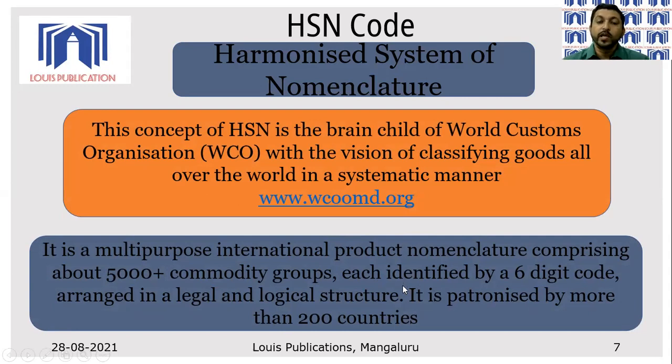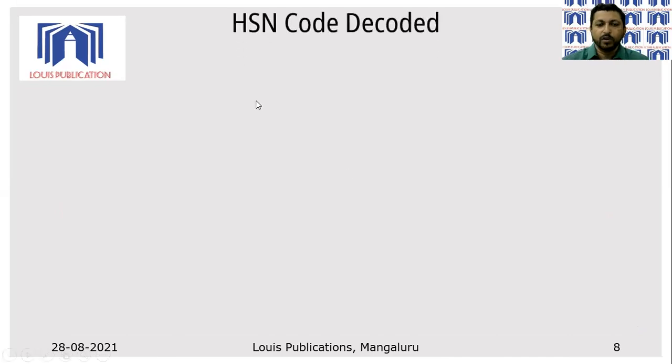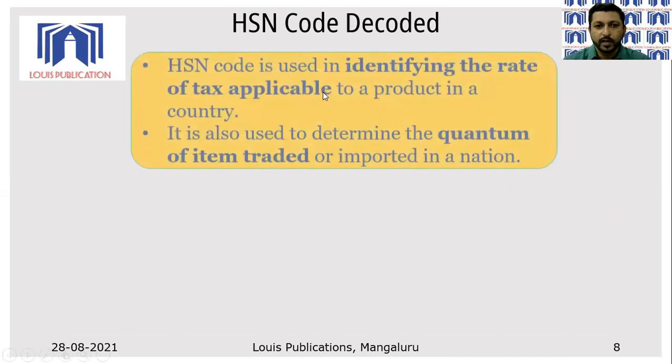So HSN code is a bigger concept, and the GST law has adopted HSN code and made the required additions, not the deletions. Now, what are the additions? See, HSN code at the international level is a 6-digit code, but at the Indian level, for the purpose of GST, HSN code becomes an 8-digit code. What is that 8-digit code? We will understand it now. So HSN code decoded. Let's understand this.